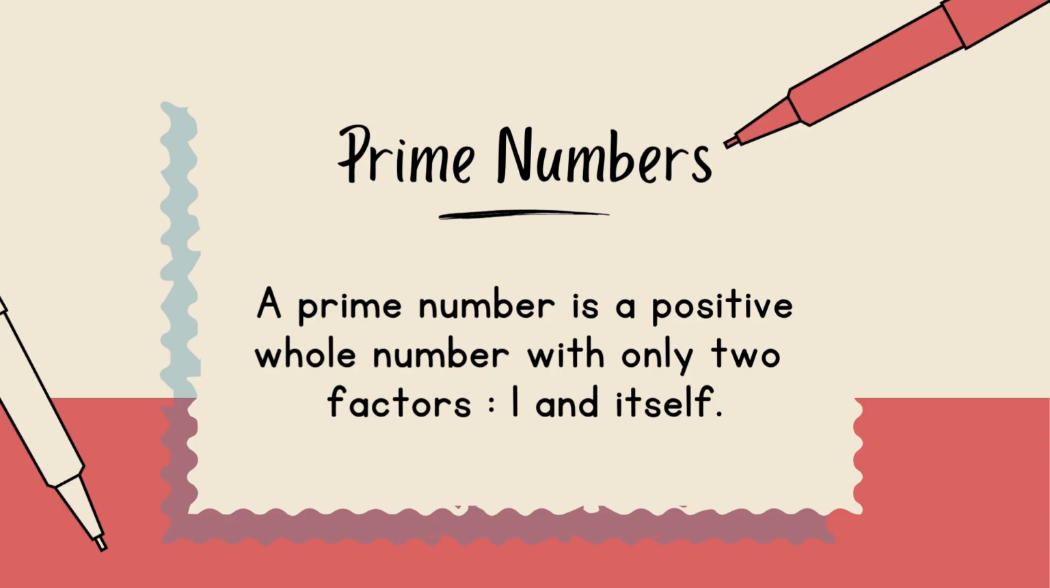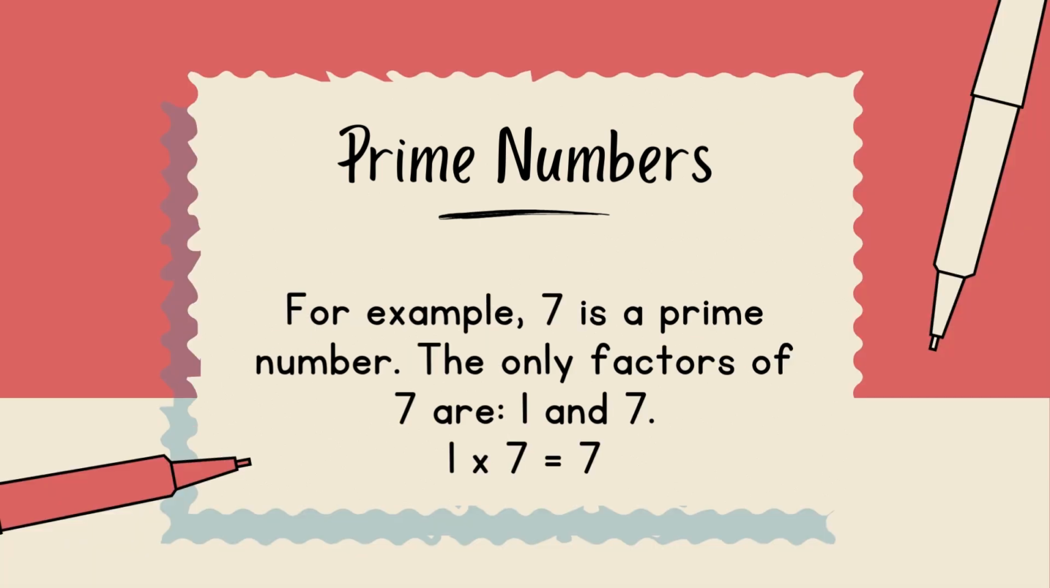What are prime numbers? A prime number is a positive whole number with only two factors, and that is itself and 1. So a prime number has just two factors, which is 1 and itself. For example, 7 is a prime number because the only factors of 7 are 1 and itself, which is 1 and 7. 1 multiplied by 7 will give you 7. There is no other combination of numbers that you can multiply with each other that will give you 7. So we'll say that 7 is a prime number.